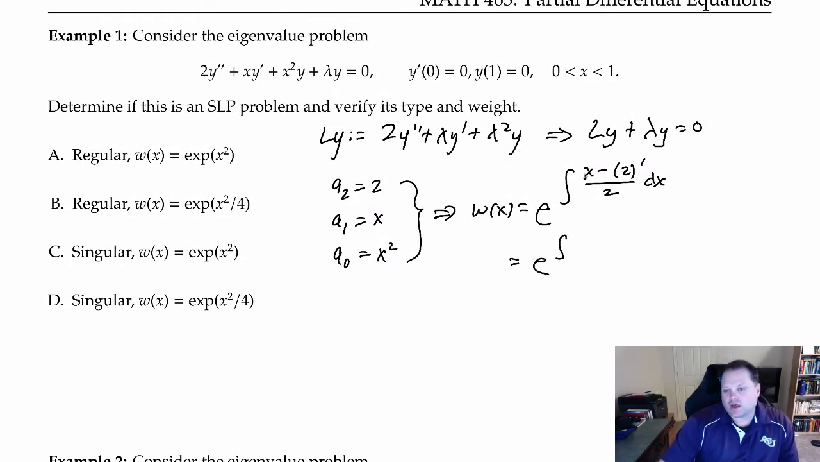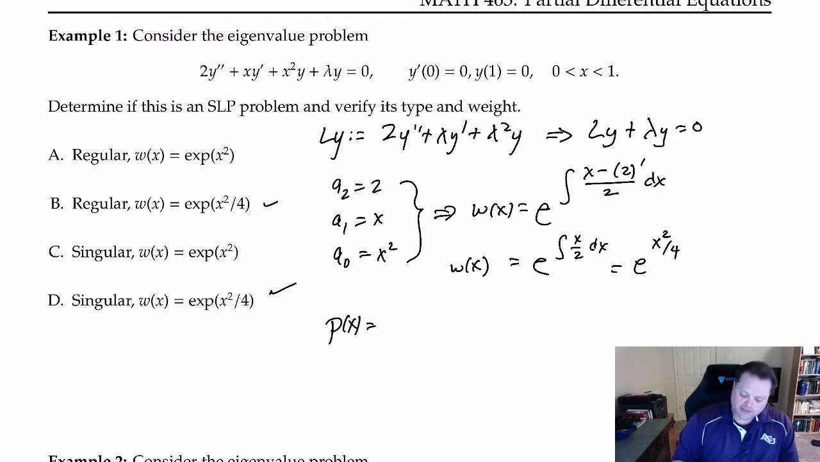So this is equal to e to the integral. So if you look here, you've got x minus the derivative of 2 is 0, so x over 2. And the antiderivative of x over 2 is x squared over 4. So that is my weight function. So it's either going to be this one or this one. So we need to decide, is this SLP regular or is it singular? So let's construct the other functions real quick.